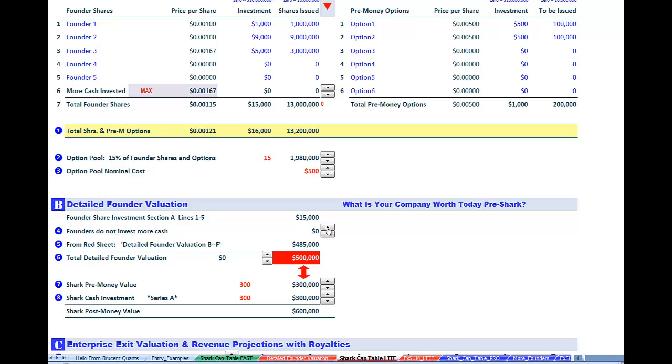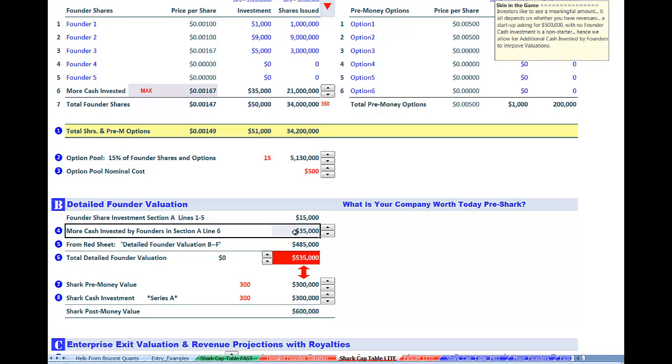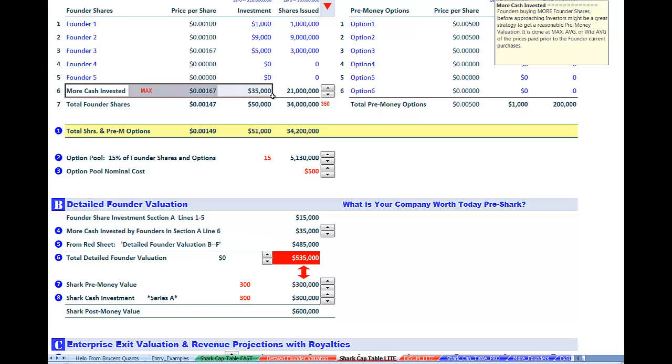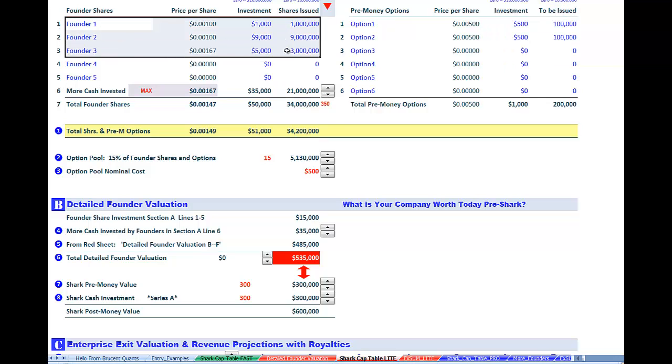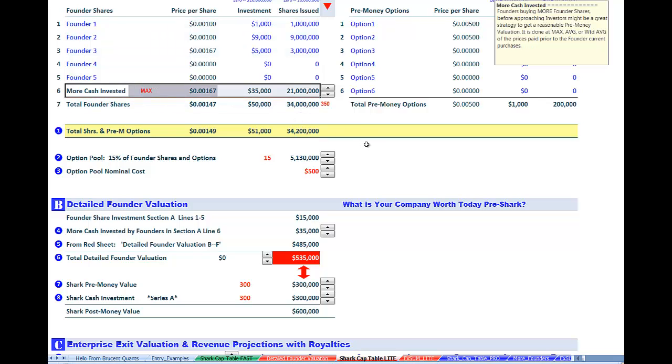So maybe they hit up some of their friends and family and they bring in another $35,000. There. Now you can see what happens. We're asking for more money, and the way they do it is they do this. And basically the founders are buying the shares. And what will happen is that these guys have a specific ratio of ownership, and they're going to buy this offering based upon that ownership.